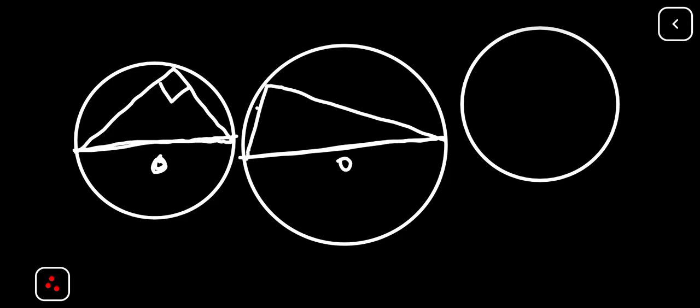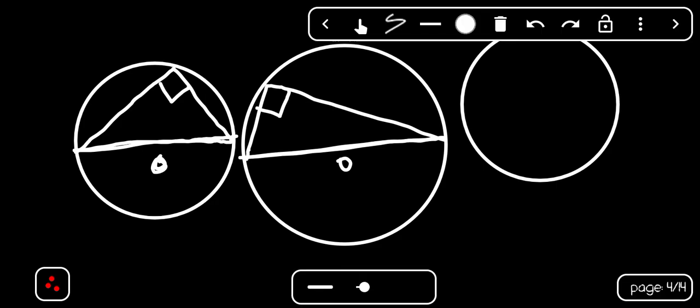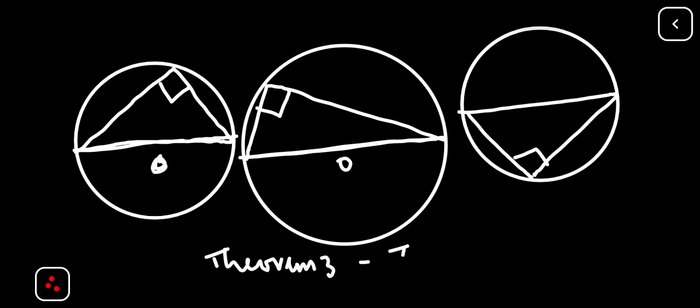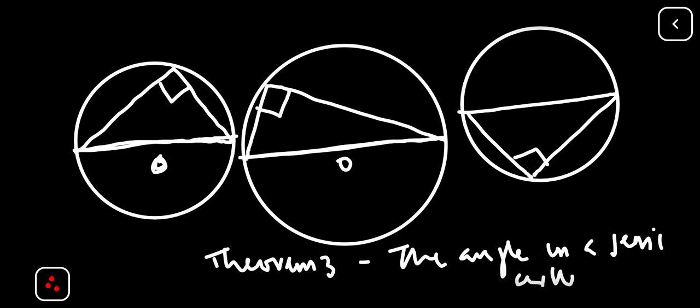So this is 90, this is 90. As far as you draw a line in the circle, in the center of the circle, and then you draw another angle, it will always be 90 degrees. So the theorem 3 shows that the angle in a semicircle is equal to 90 degrees. It's always 90 degrees. Okay?